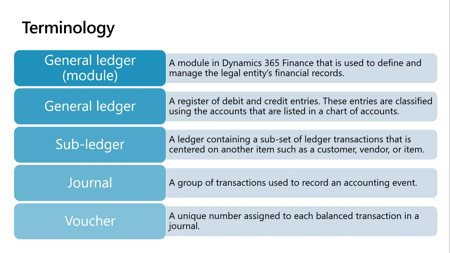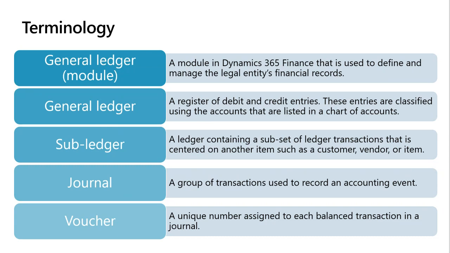The last term that I want to review with you that we'll be using throughout this whole series is the voucher. This is another term that can have different meanings in other systems, but in Dynamics 365 Finance, a voucher simply represents a unique number. And it's usually assigned automatically with a number sequence following a specific format based on the type of transaction that's being posted. And that automatic number, that unique number, is assigned to each transaction.